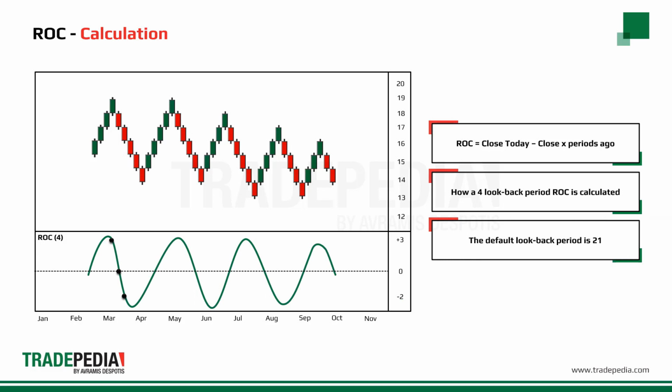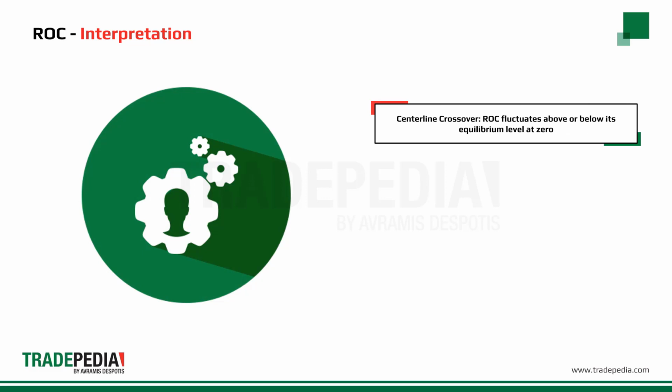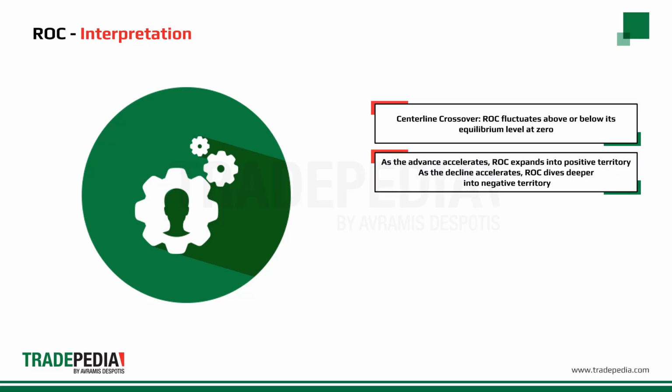The default setting look-back period for the ROC is 21, representing 1 month. The first interpretation of the ROC is through the centerline crossover. The ROC fluctuates above or below its equilibrium level at 0. As the advance accelerates, ROC expands into positive territory. As decline accelerates, ROC dives deeper into negative territory.